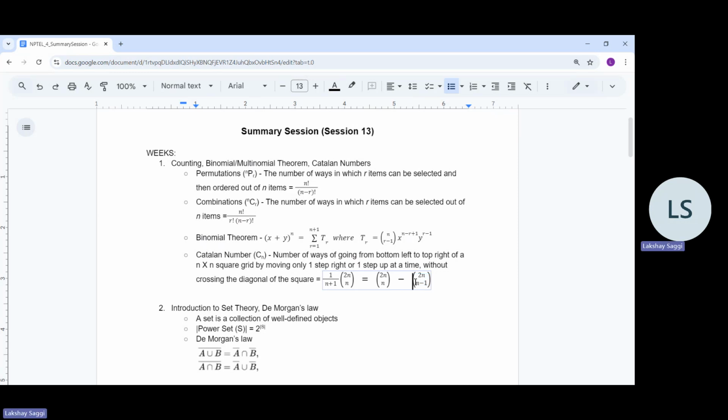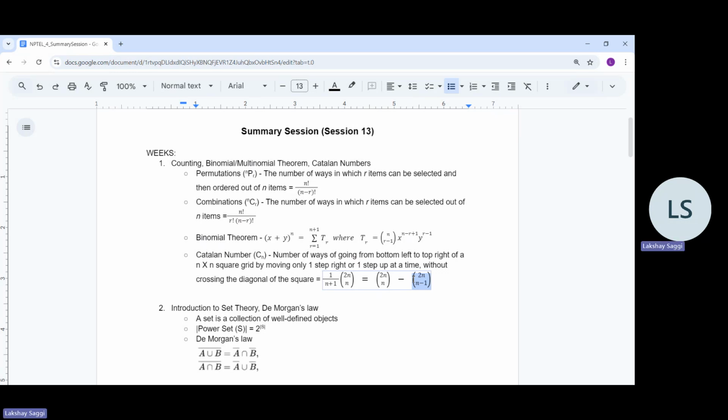Actually, this 2n choose n minus 1 is the number of ways in which we can move from bottom left to top right while crossing the diagonal. So the total number of ways is 2n choose n, and they would be made up of the number of ways in which we cross the diagonal plus the number of ways in which we don't cross the diagonal. This formula and its derivation were also discussed. So the number of ways in which we do cross the diagonal comes out to be 2n choose n minus 1. Suppose a question asks you in how many ways will we actually be crossing the diagonal? Then the answer would be 2n choose n minus 1.